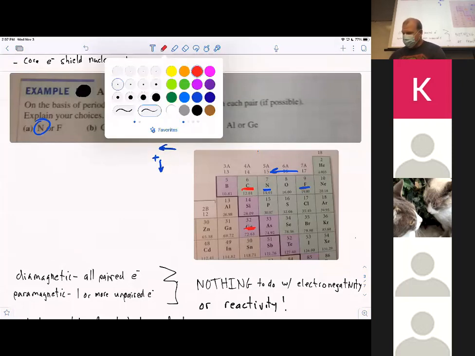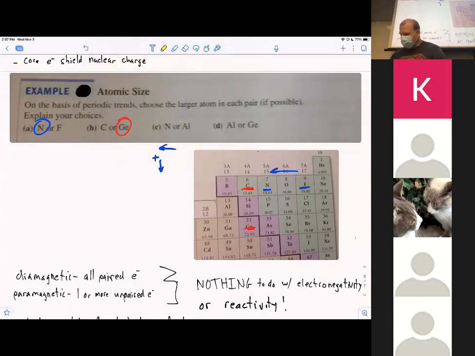So next I'm going to use yellow ink. So nitrogen again and aluminum. Aluminum is further to the left and it's also below. So this is a double positive. Aluminum is definitely bigger than nitrogen, for two reasons. So questions there?